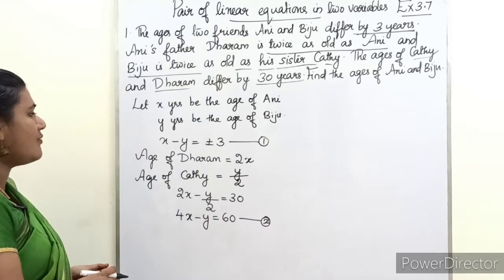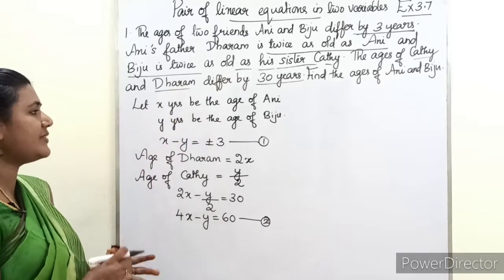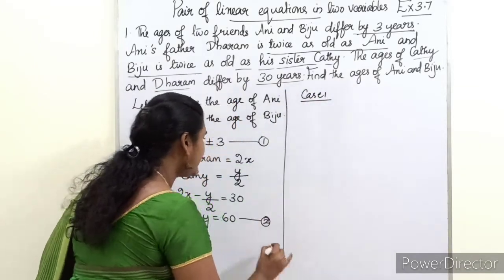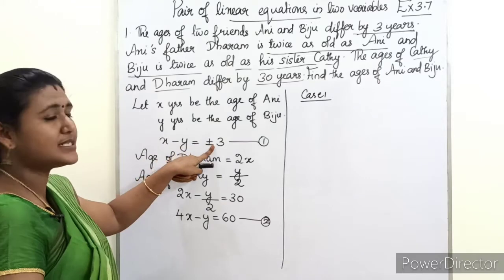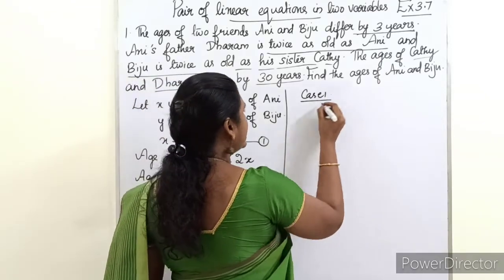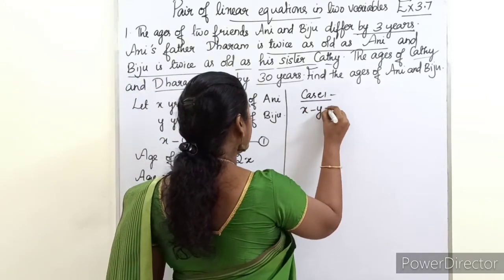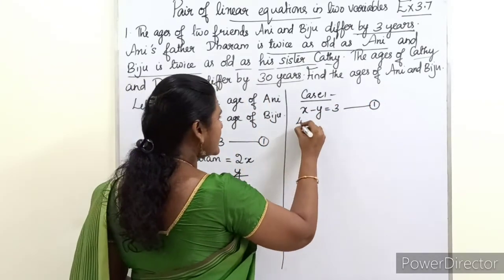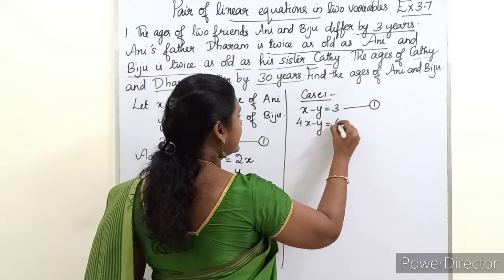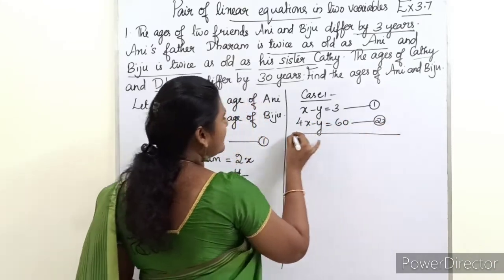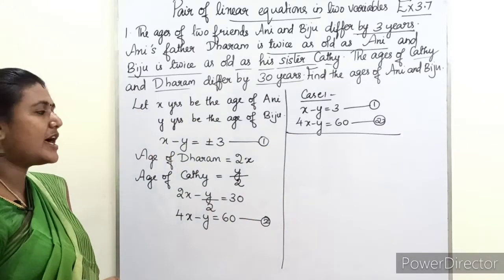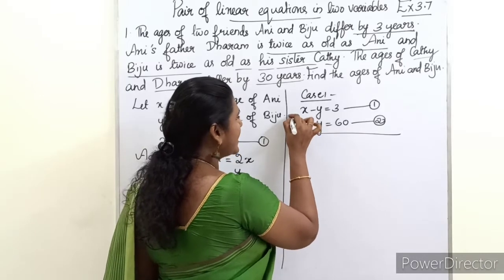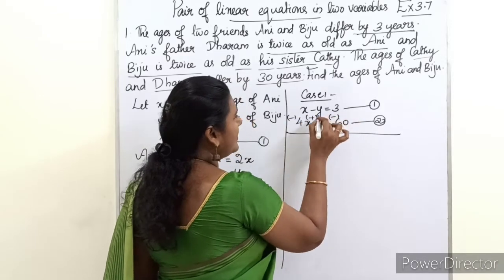So here we have got two cases. First we will take case 1. In case 1 we will take X minus Y is equal to plus 3 as the first equation, and 4X minus Y is equal to 60 as the second equation. Now we will do the elimination method. Here the coefficient of Y is the same with the same sign, so we will do subtraction.